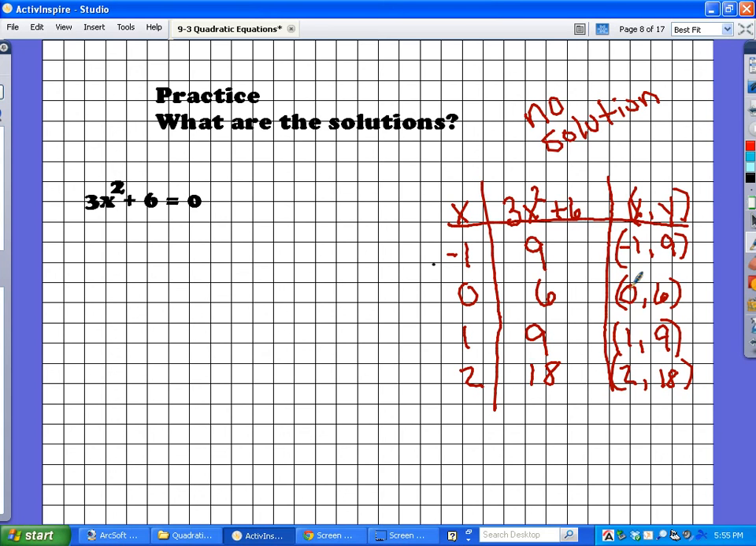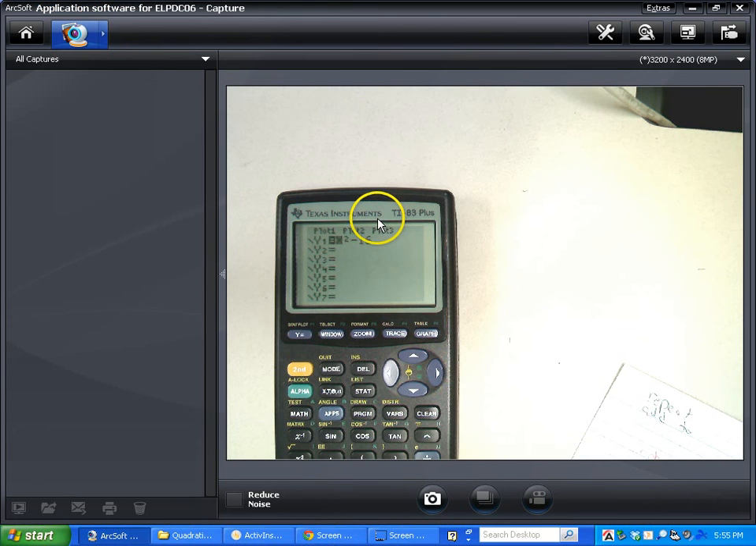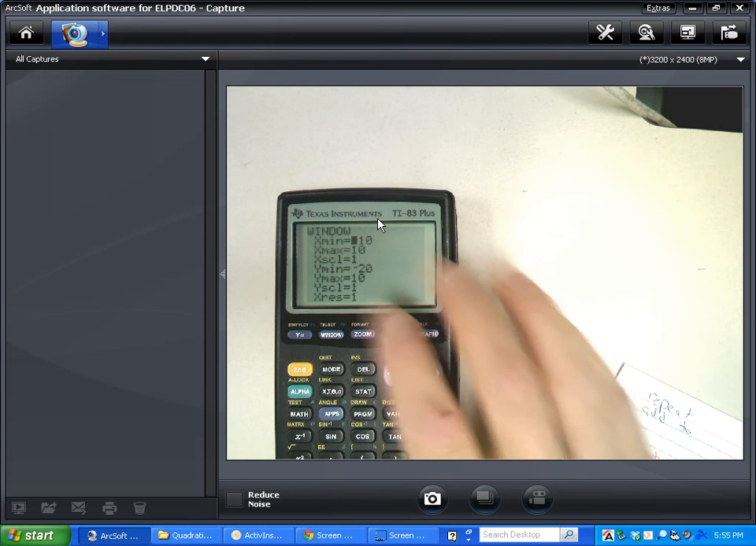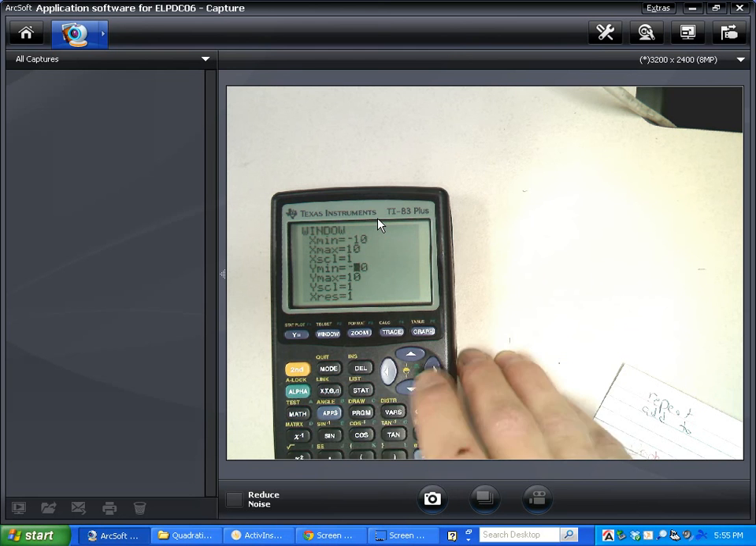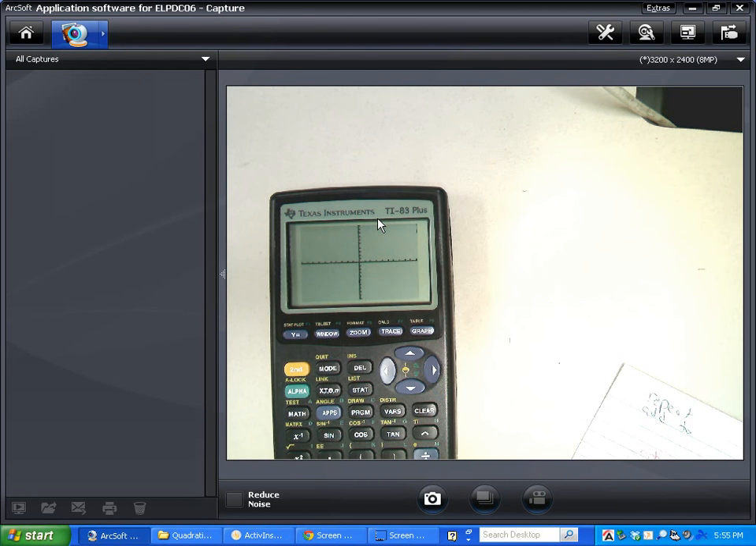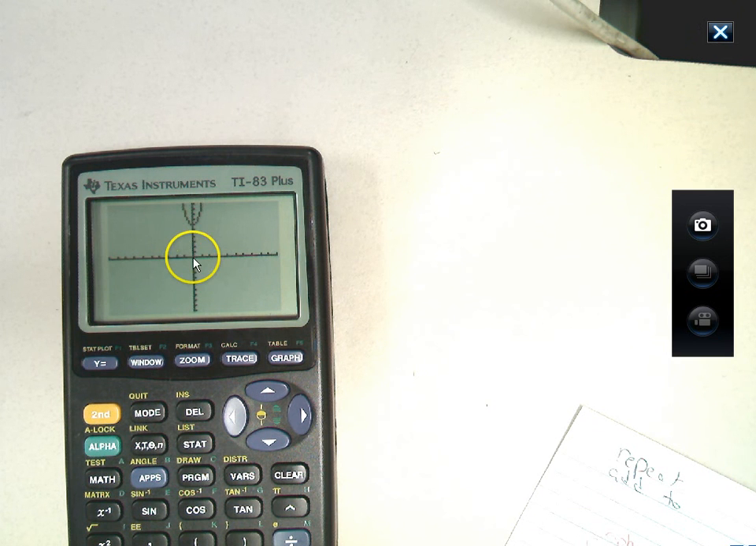I just want to look at it. There we go. Let me clear this one. So then this time I have 3x squared plus 6. Oh, I gotta go back to my window. I gotta change my minimum back to 10. And you'll notice it just goes back to normal. In this case, I go up 6. This is no solution. So my y-intercept was 6. We were right in what we thought, but we just had to check to make sure.